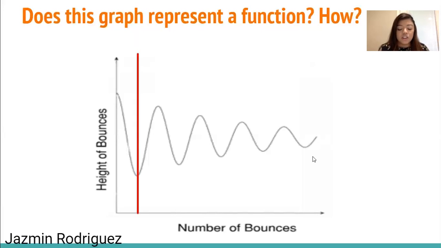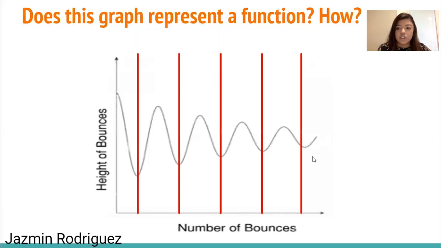Cece, does it look like it crosses the curve more than once? No, it only crosses at one spot. Excellent, Cece. Let's try a few more vertical lines. As we can see, none of these lines cross our curve more than once. Therefore, the graph does represent a function.